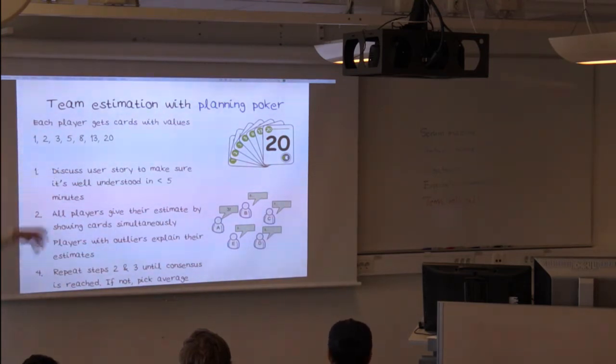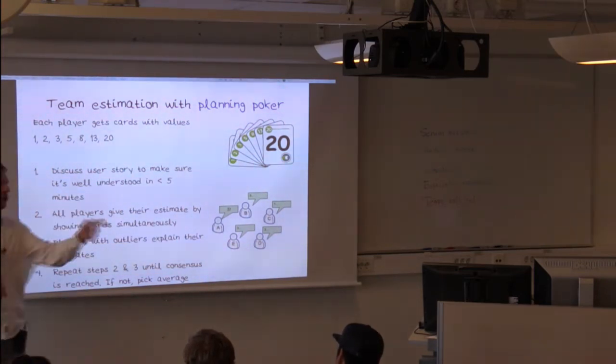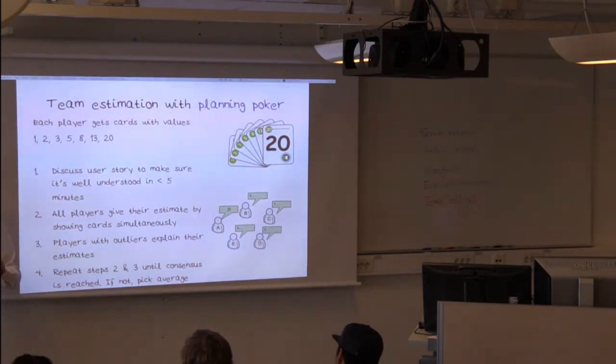Typically in the beginning of the sprint planning meeting, we discuss the user story with the product owner to make sure that everybody understands what it entails, what it is. So at most 5 minutes understanding this. Now, then all players give their estimate by showing their cards simultaneously, at the same time. Players with outliers explain their estimates. Say that if somebody gives this story a 2 and somebody else gives it an 8, and most of the other ones are say 3s, now you're going to ask the person who gave it an 8, so why do you think it's an 8?